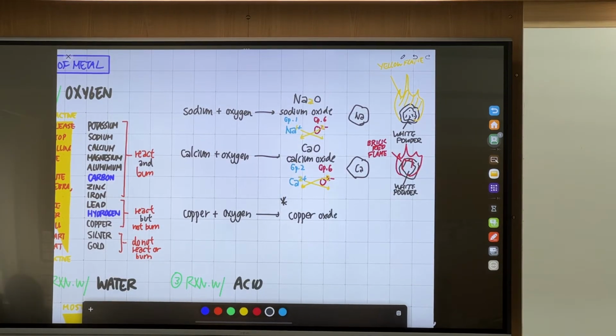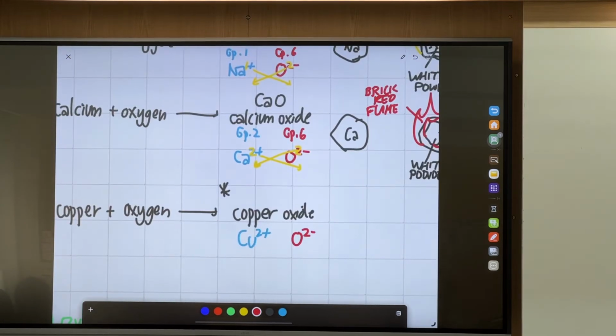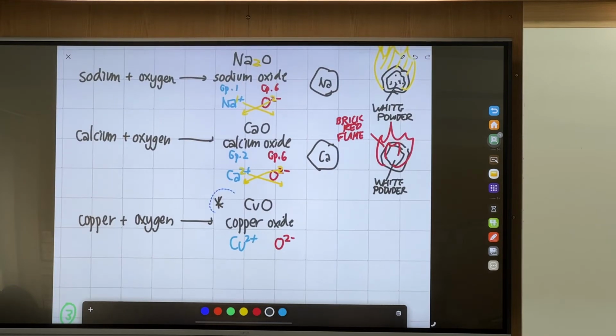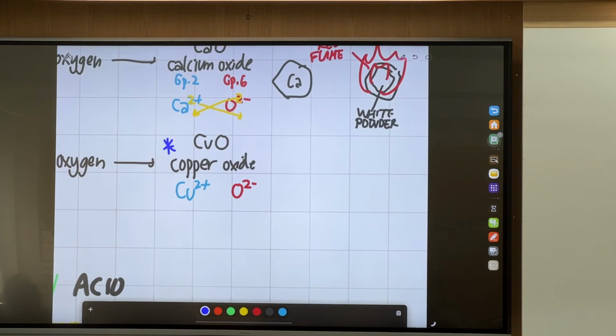Does anyone remember the ion of copper? Copper does not belong to any main group, so you can only memorize its charge. What is the charge of copper? 2 plus. So if copper has a 2 plus charge and O continues to have an O2 minus charge, what is the formula? CuO. And draw a star, like an asterisk, on the side. And write down why I went through that.